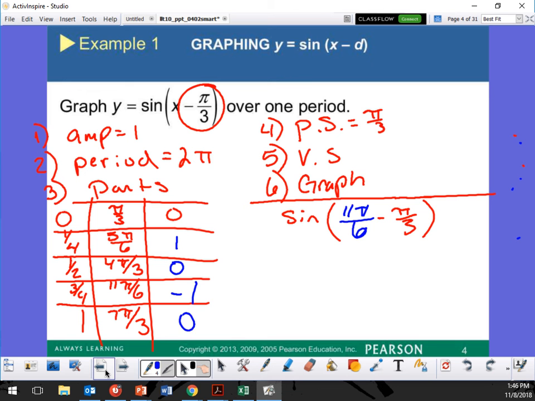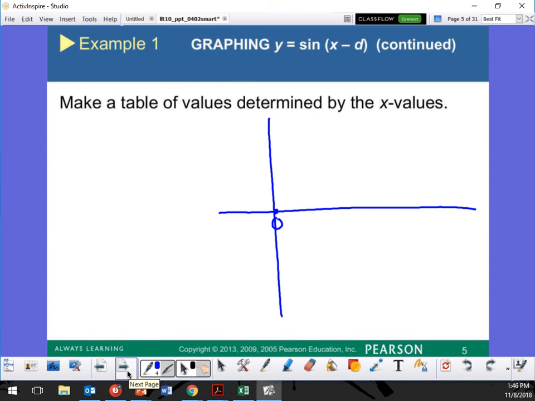My first part starts at pi over 3. So if I'm looking on a graph, this is 0. Pi over 3 is to the right, isn't it? It's a positive pi over 3. So I'm going to put a mark right here, pi over 3. That's my first part. Where does this end? 7 pi over 3. Then mark in between, halfway, half the halves.